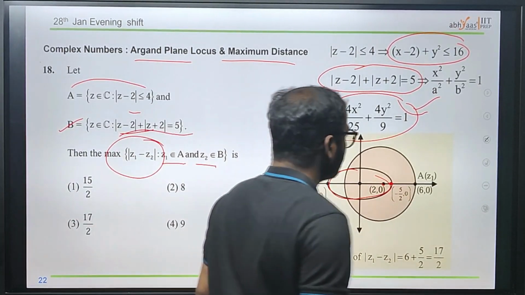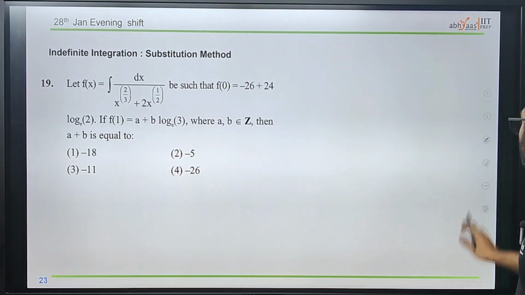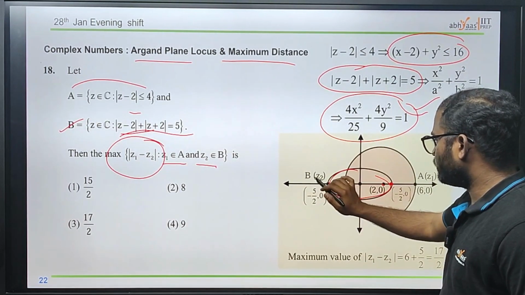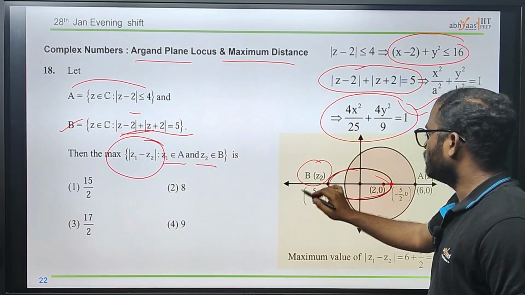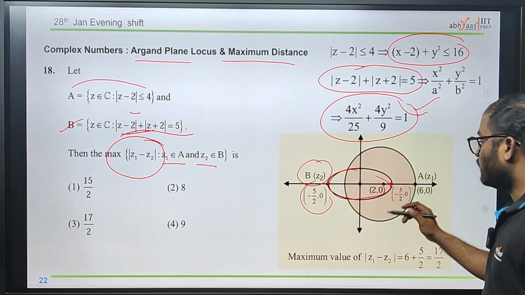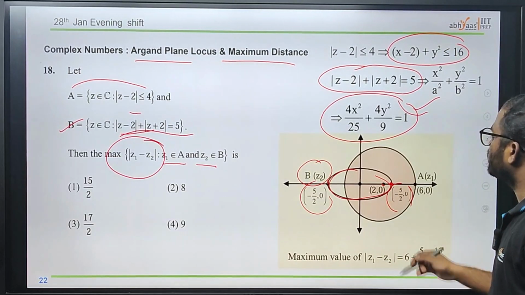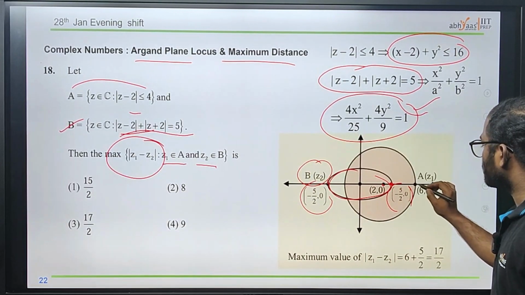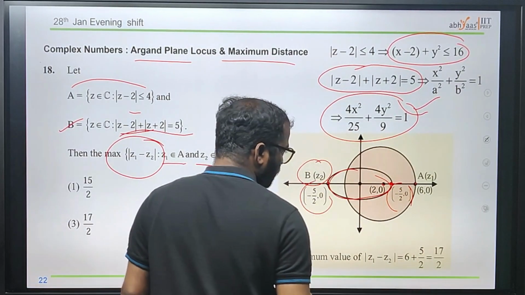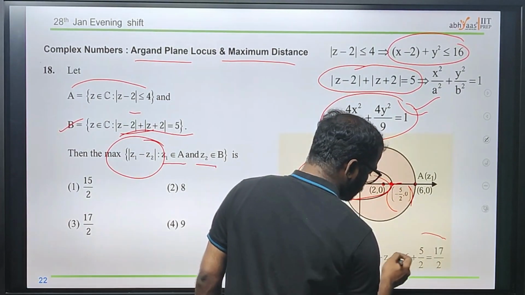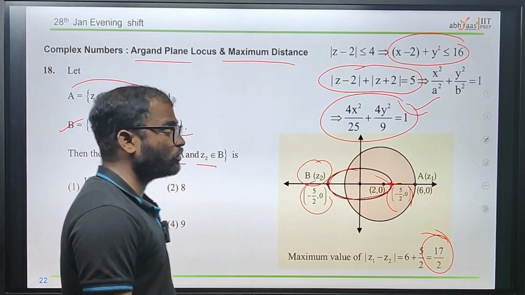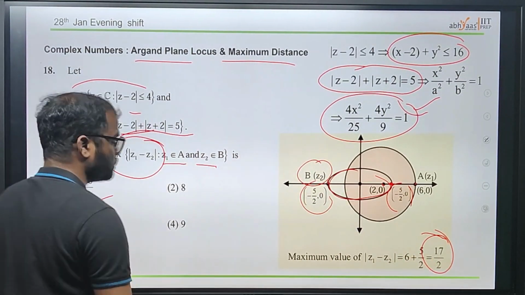Okay, now see here, that's B of z2, which is this point, which this vertex will be. For the ellipse we can easily find one side, and if we find one side, we can easily find the other side. Also, 6 comma 0 is the diameter of this one. Now, seeing all these values, just substitute in z1 minus z2, which will give us 17 by 2. So the third option is the correct answer.